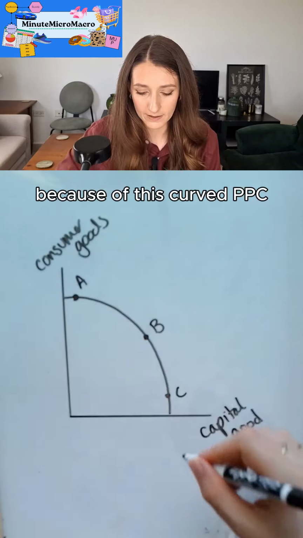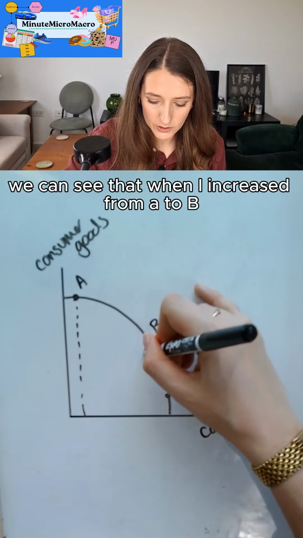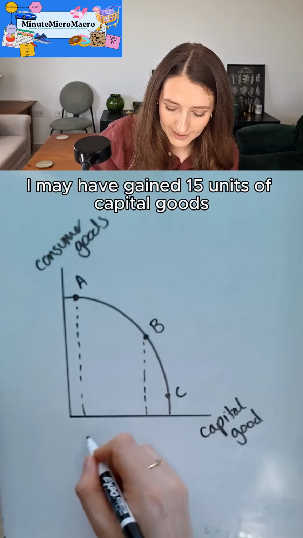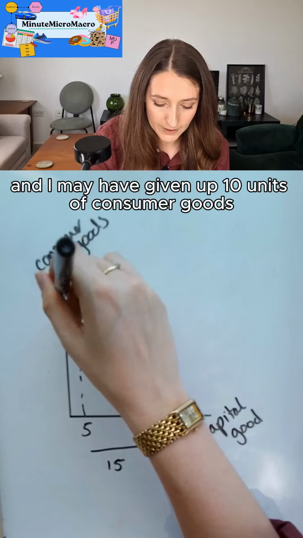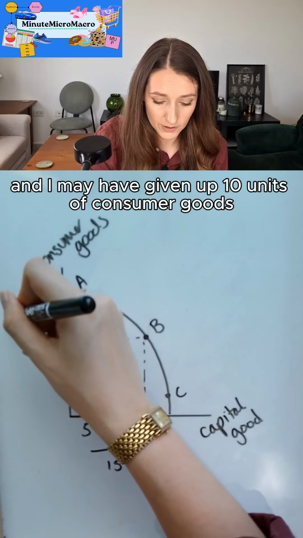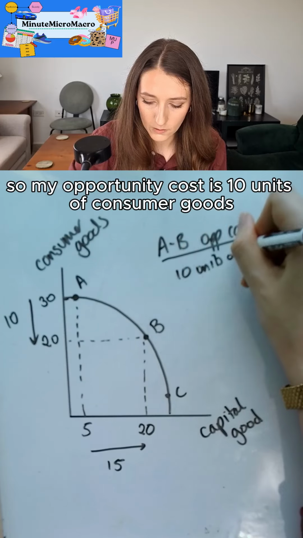We can see that when I increased from A to B, I may have gained 15 units of capital goods, and I may have given up 10 units of consumer goods. So my opportunity cost is 10 units of consumer goods.